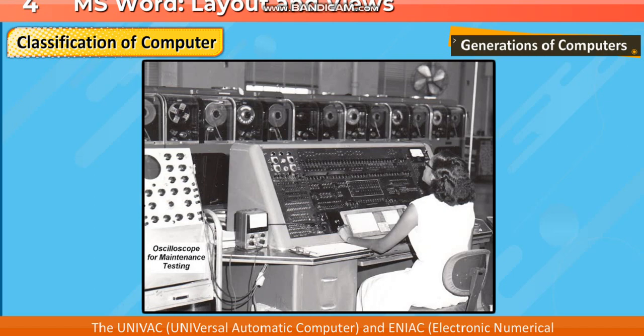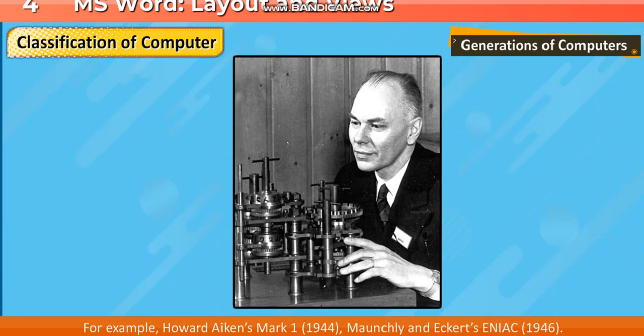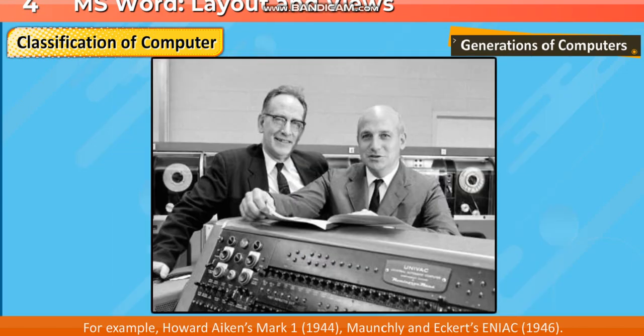The UNIVAC, Universal Automatic Computer, and ENIAC, Electronic Numerical Integrator and Calculator, are examples of first-generation computers. For example, Howard Aiken's Mark I, 1944, and Mauchly and Eckert's ENIAC, 1946.